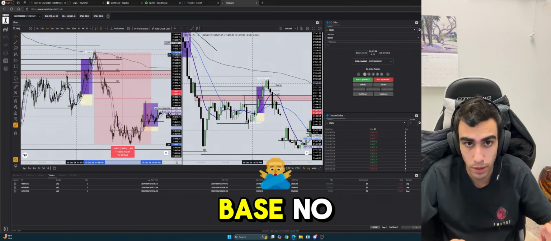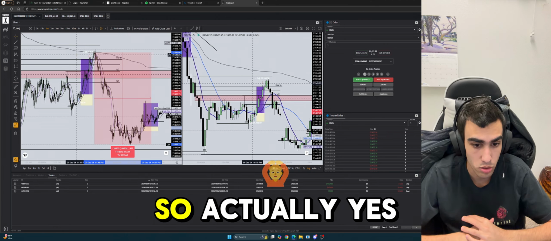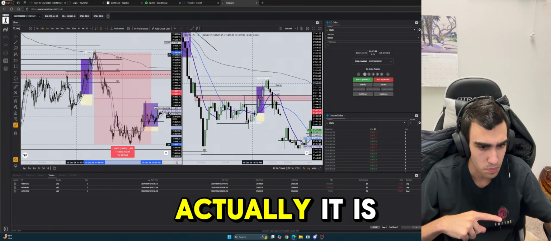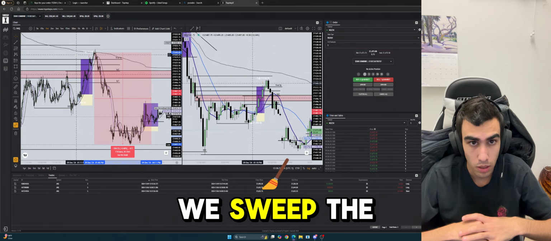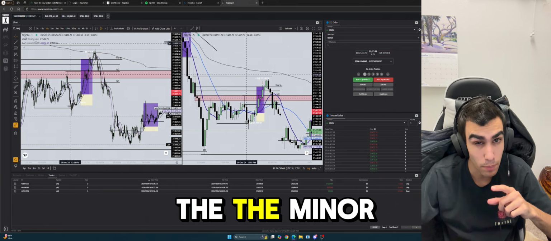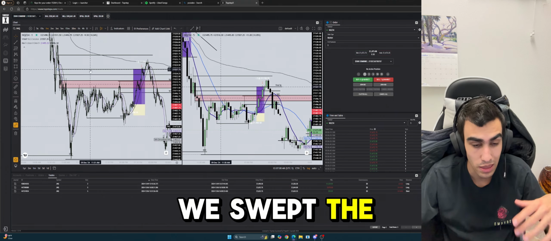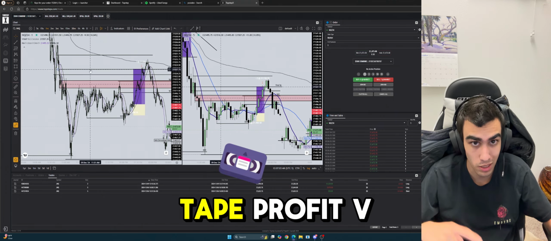Is that liquidity based? No, that's not liquidity based. It's more so, actually, yes and no. It is liquidity based in that we swept the buy side liquidity, the minor buy side, not the major. We swept the minor buy side liquidity, which was our take profit.